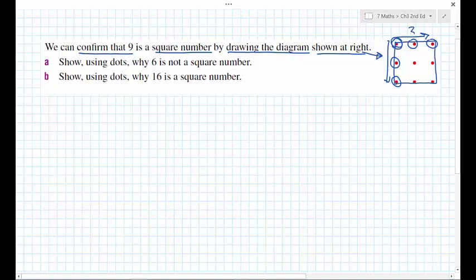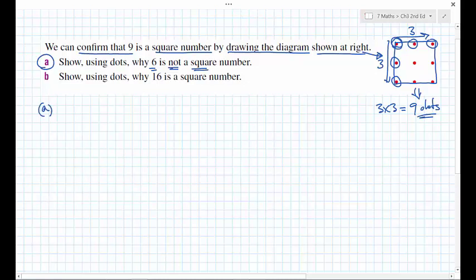And we know that 3 times 3 gives us 9 dots, because that's 3 times 3. So that's why they're called square numbers: if we plot them on a diagram like this, they form a square. So let's have a quick look to see why 6 is not a square number.